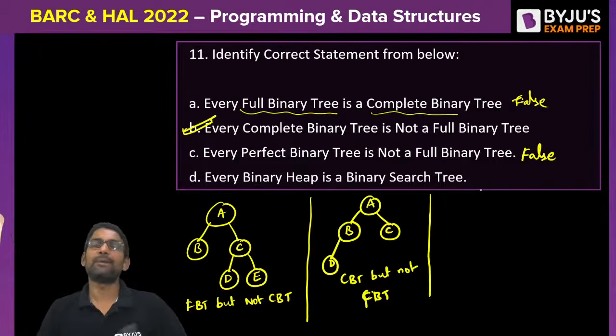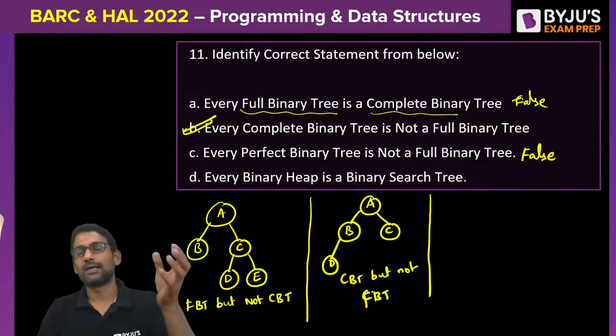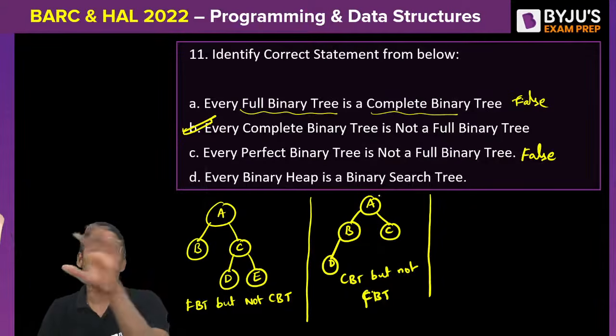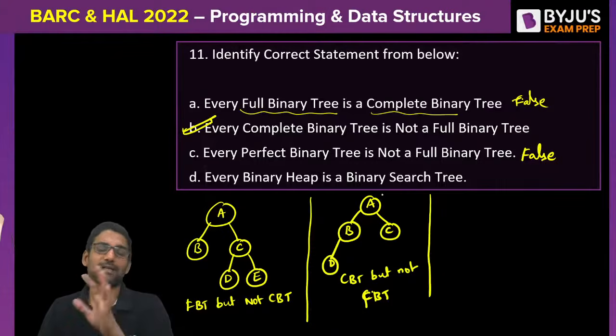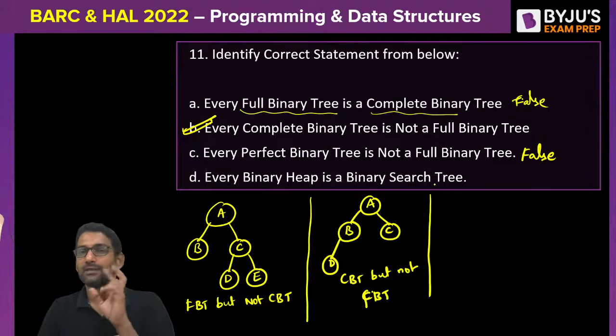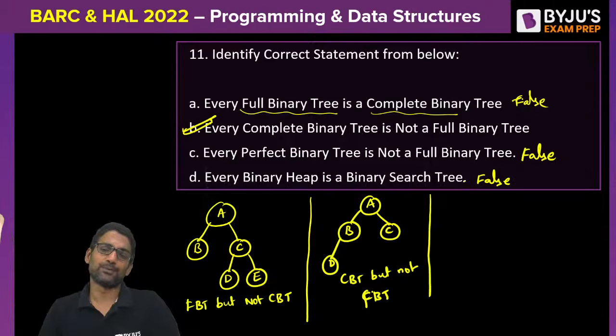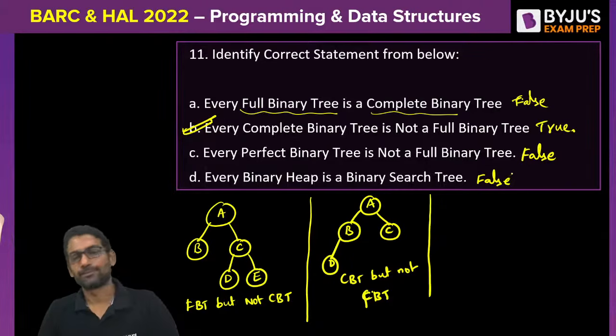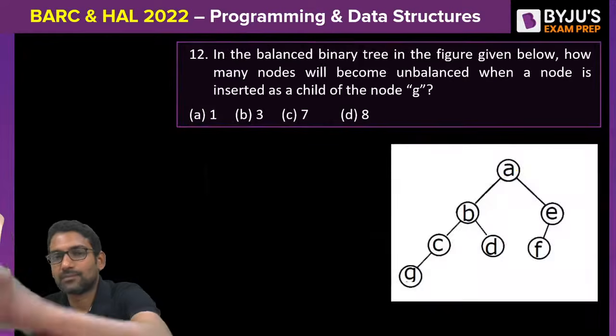Every binary heap is a binary search tree. What is a binary heap? It may be max or min. The parent will be greater or smaller than all its children, both left and right. But what is a BST? Left should be smaller, right should be greater. So every binary heap is a binary search tree? No. So only option B is true. Okay. Next question.